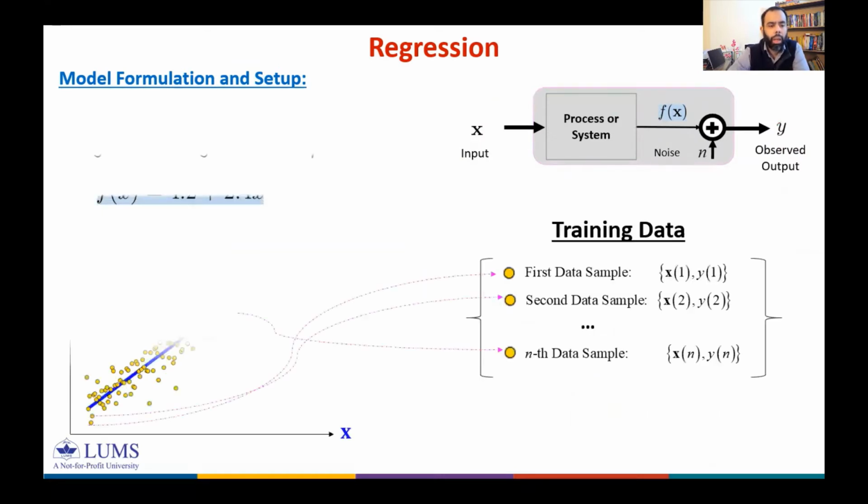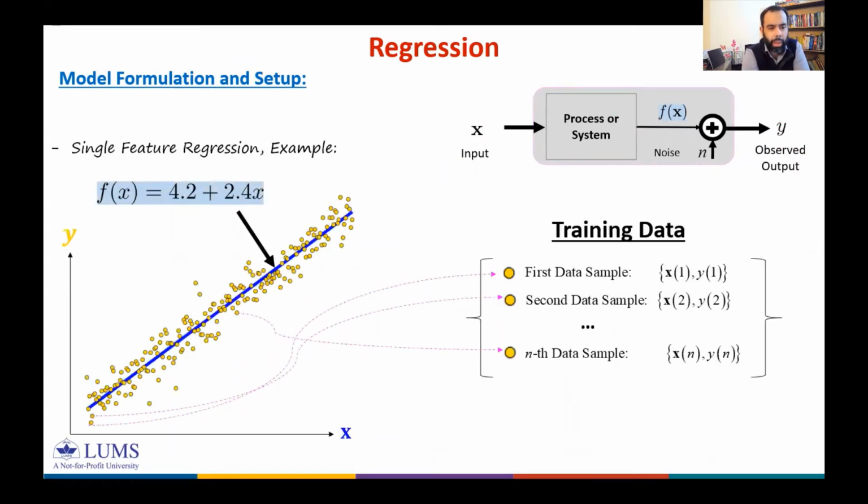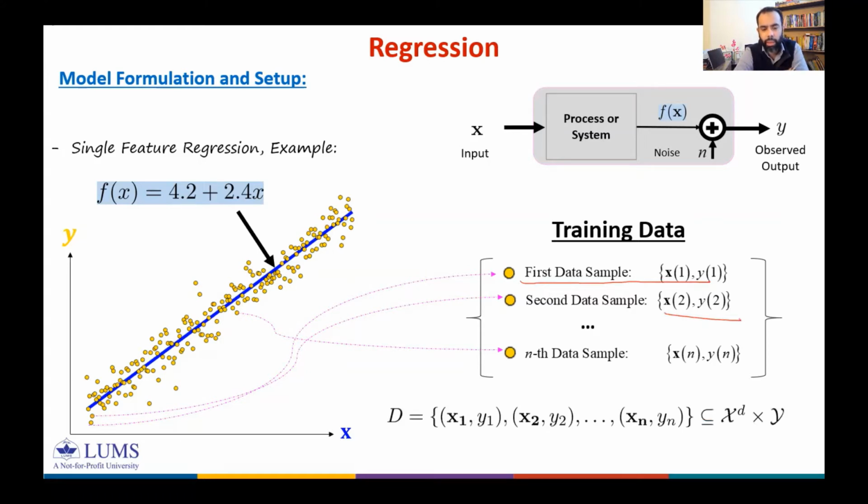As an example, if f of x is simply given by a straight line, say 4.2 plus 2.4x, it's a single feature regression. We know that the true, unknown relationship is a straight line, but when you take observations, you get these yellow observations. If you stack all of this information, we have a first data sample with input x, y, a second data sample, and multiple data samples.